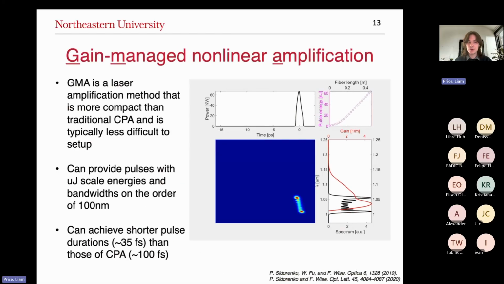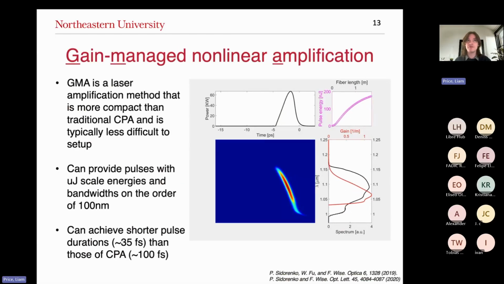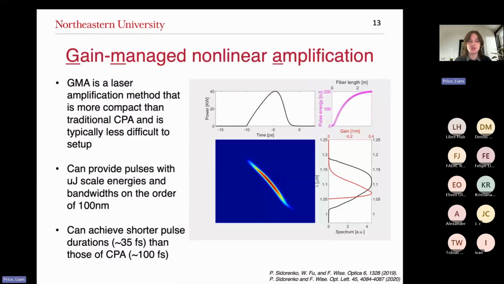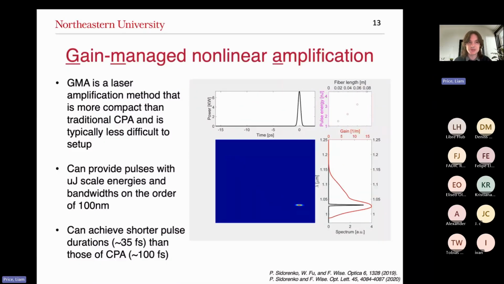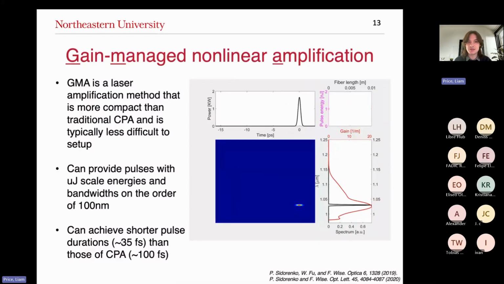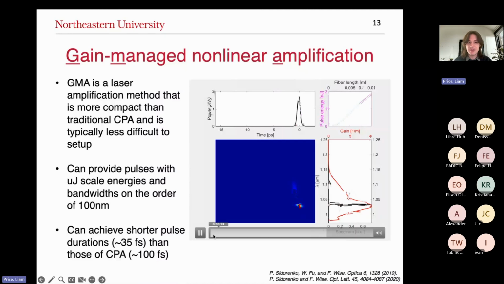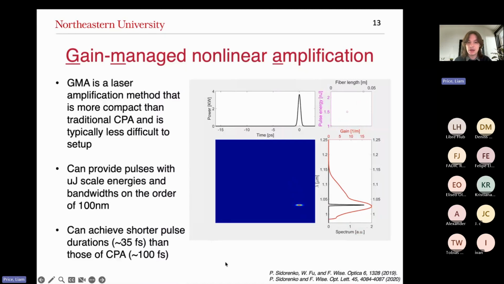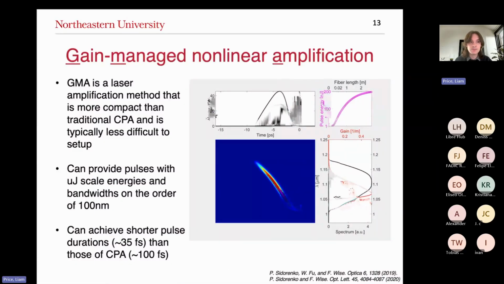In order to do this, we have an existing Andy laser, whose pulse energies were just not sufficient for actually performing ablation. So we needed a way to amplify these laser pulses to generate high enough laser power. We're using something called gain managed nonlinear amplification, a method of laser amplification developed by the Wise group over at Cornell.